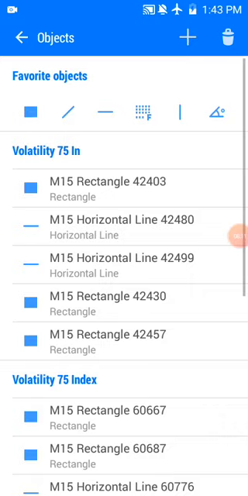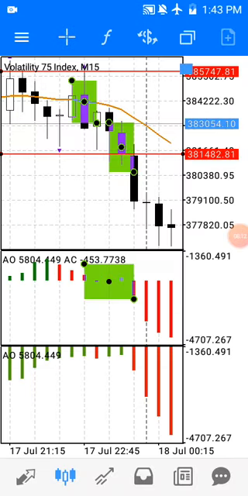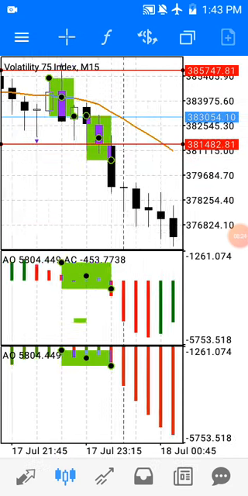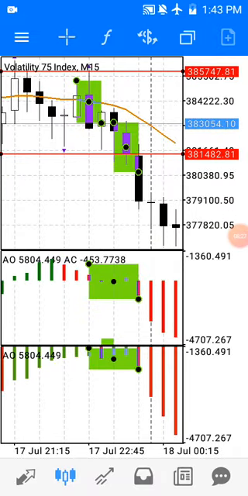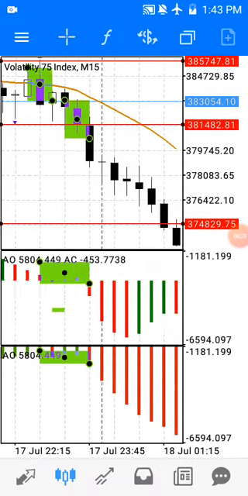Let's also look at indicator window 2. We do not have confirmation on indicator window 2 as well. As we can see, we still have green bars. We are expecting bearish bars, but we still have green bars. So that's the way this strategy works.